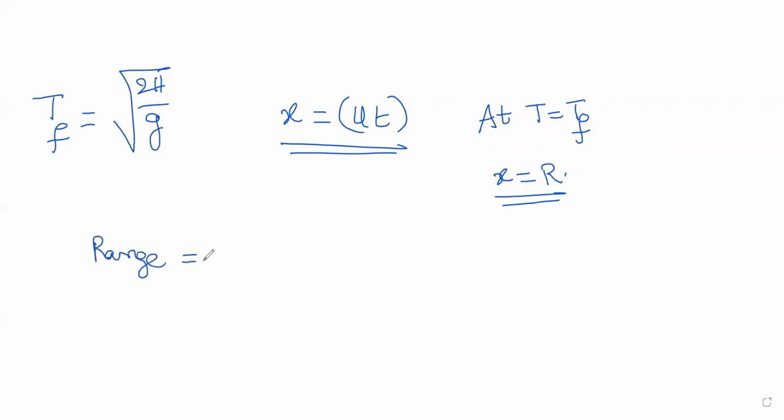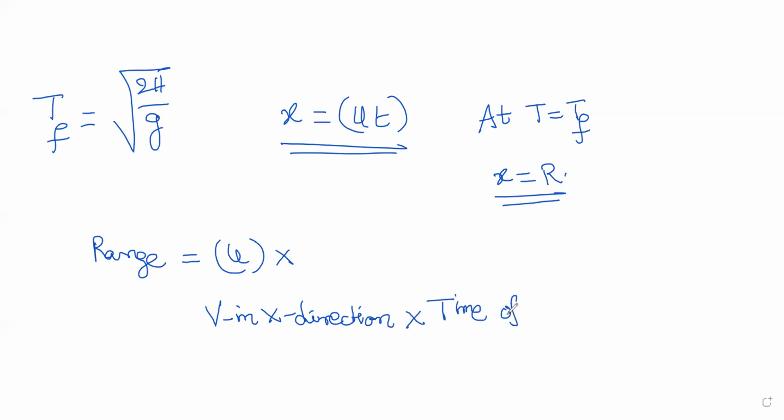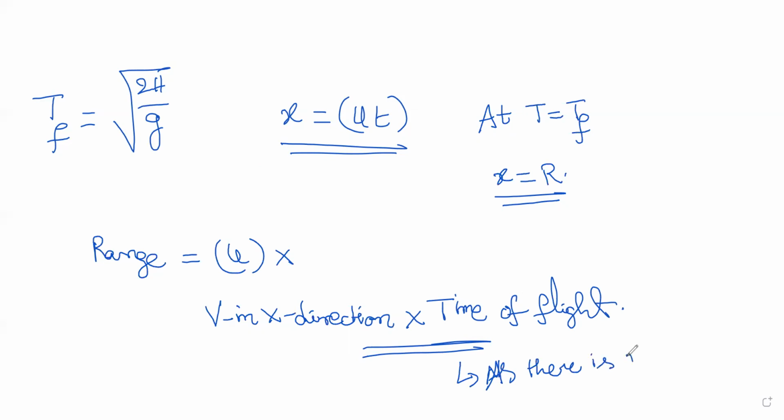Range is the velocity in the x direction multiplied by the time of flight. So this is the idea. Why can we write this equation directly? Because there is no acceleration involved. So we can write this equation directly as there is no acceleration.